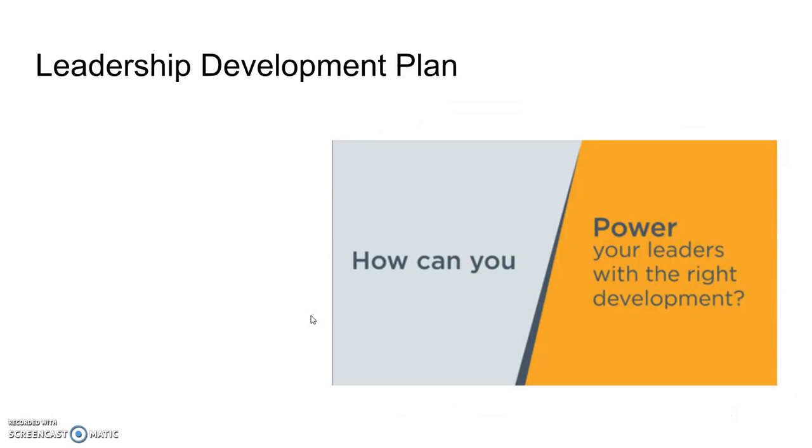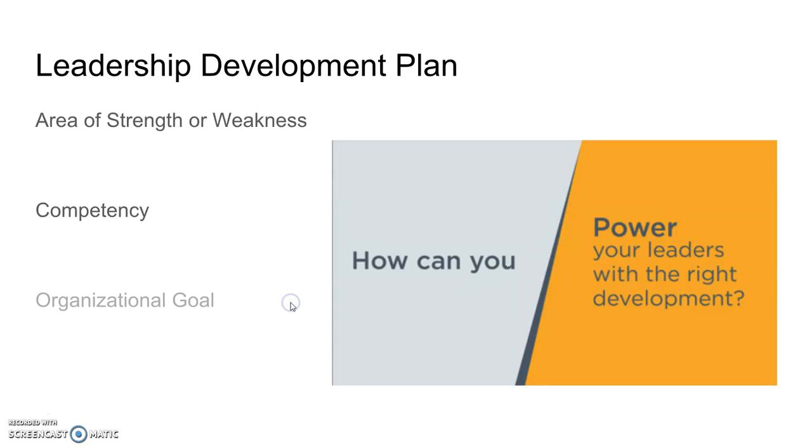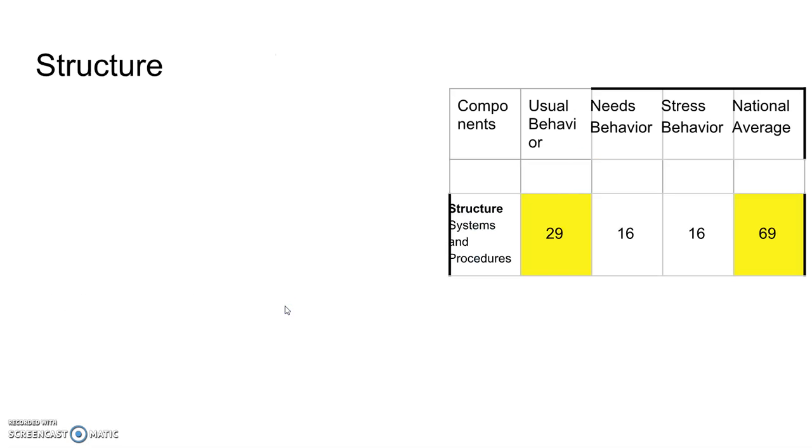So now first we're going to look at the Leadership Development Plan. And in the plan, we're going to be looking at the area of strength or weakness from the assessment, the core competency for the organization, the organizational goal related to the competency, and the activity to develop that strength or weakness.